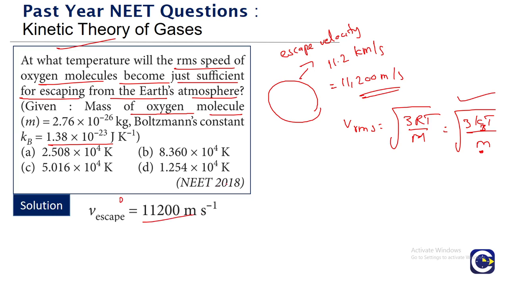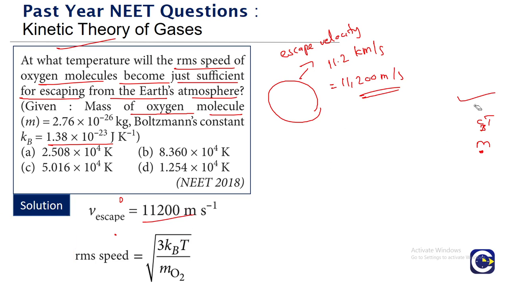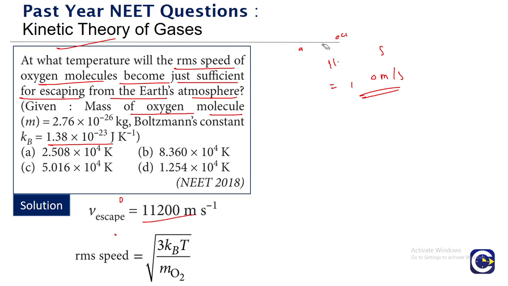11,200 meter per second. And what is the RMS speed formula? Root 3 kb into T by m. M is what? The mass of the oxygen molecule. So here if you look at it, everything is given except the temperature, because Boltzmann constant value is given, mass of the oxygen molecule is given. So we are looking at what is the temperature where the RMS speed is equal to escape speed. Only then the oxygen will be able to escape.